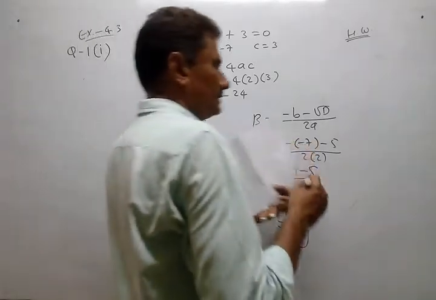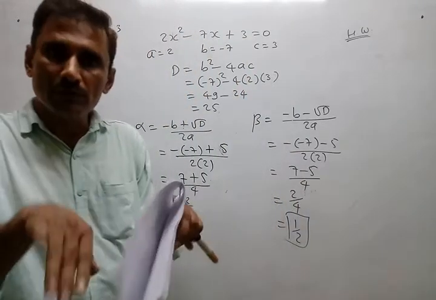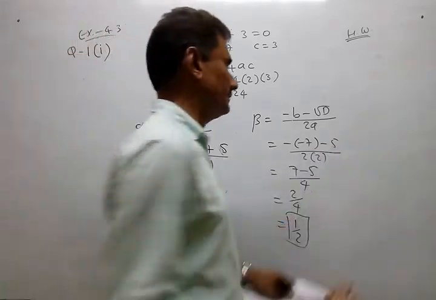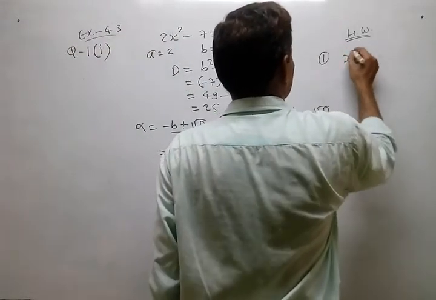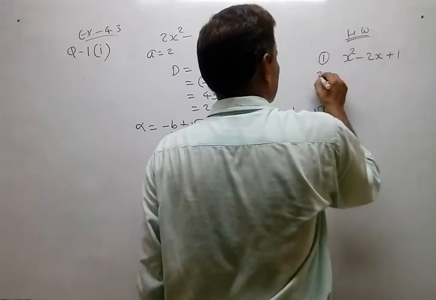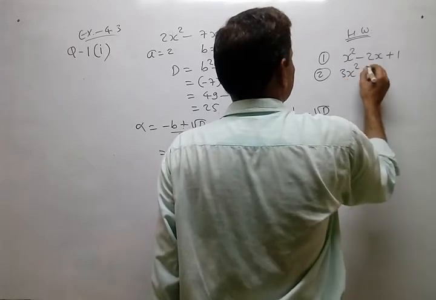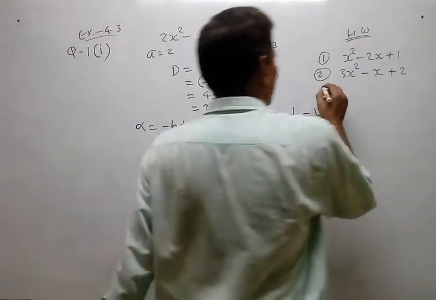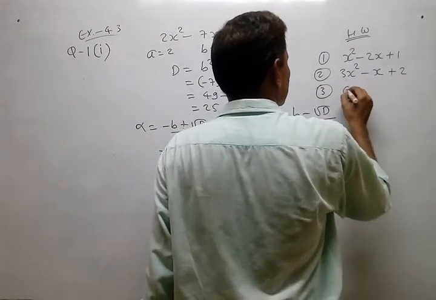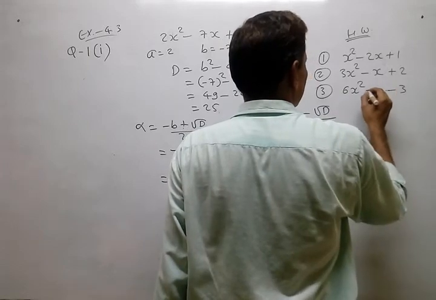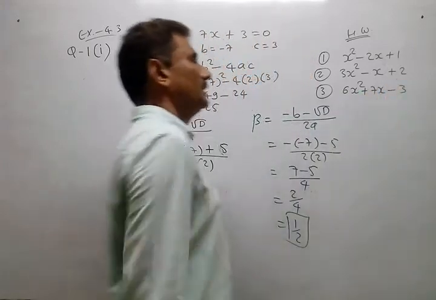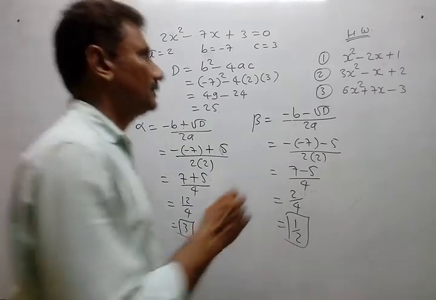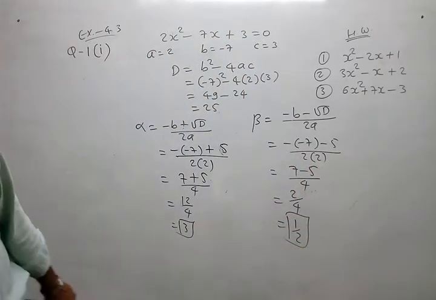So I am giving just 3 sums and those 3 sums you have to solve by both methods, completing square method and quadratic formula method. First one, x square minus 2x plus 1. Second, 3x square minus x plus 2. Third, 6x square minus 3 plus 7x. All three you have to solve by completing square method and by quadratic formula method.